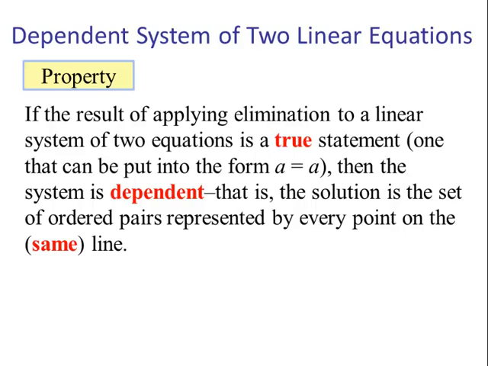Dependent systems of two linear equations. Property: if the result of applying elimination to a linear system of two equations is a true statement, and that's one that can be put in the form a equals a, then the system is dependent. That is, the solution set is the set of ordered pairs represented by every point on the same line.